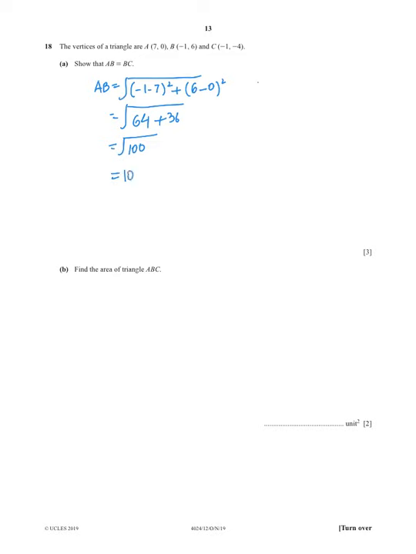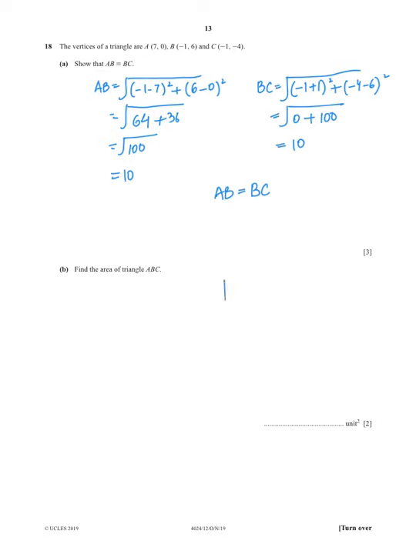Now you need to find the length of BC. It will again be x2 minus x1, so minus 1 plus 1 whole square plus y2 minus y1 whole square. Minus 1 plus 1 is 0, plus minus 6 minus 4, which is minus 10, square is 100, and root of 100 is 10. So we have proved that AB is equal to BC. Find the area of the triangle.